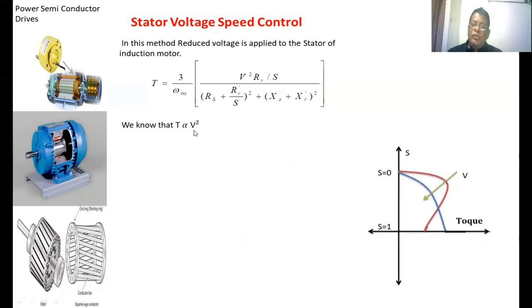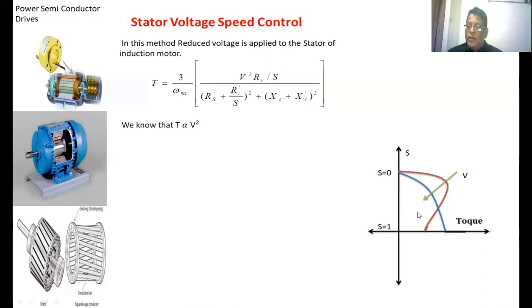As the applied voltage to the stator of the induction motor decreases, the torque developed in the induction motor also decreases. Once it decreases, the speed of the motor will decrease. This is the slip torque characteristics of an induction motor. These characteristics are at the rated voltage. These characteristics are at a reduced voltage.